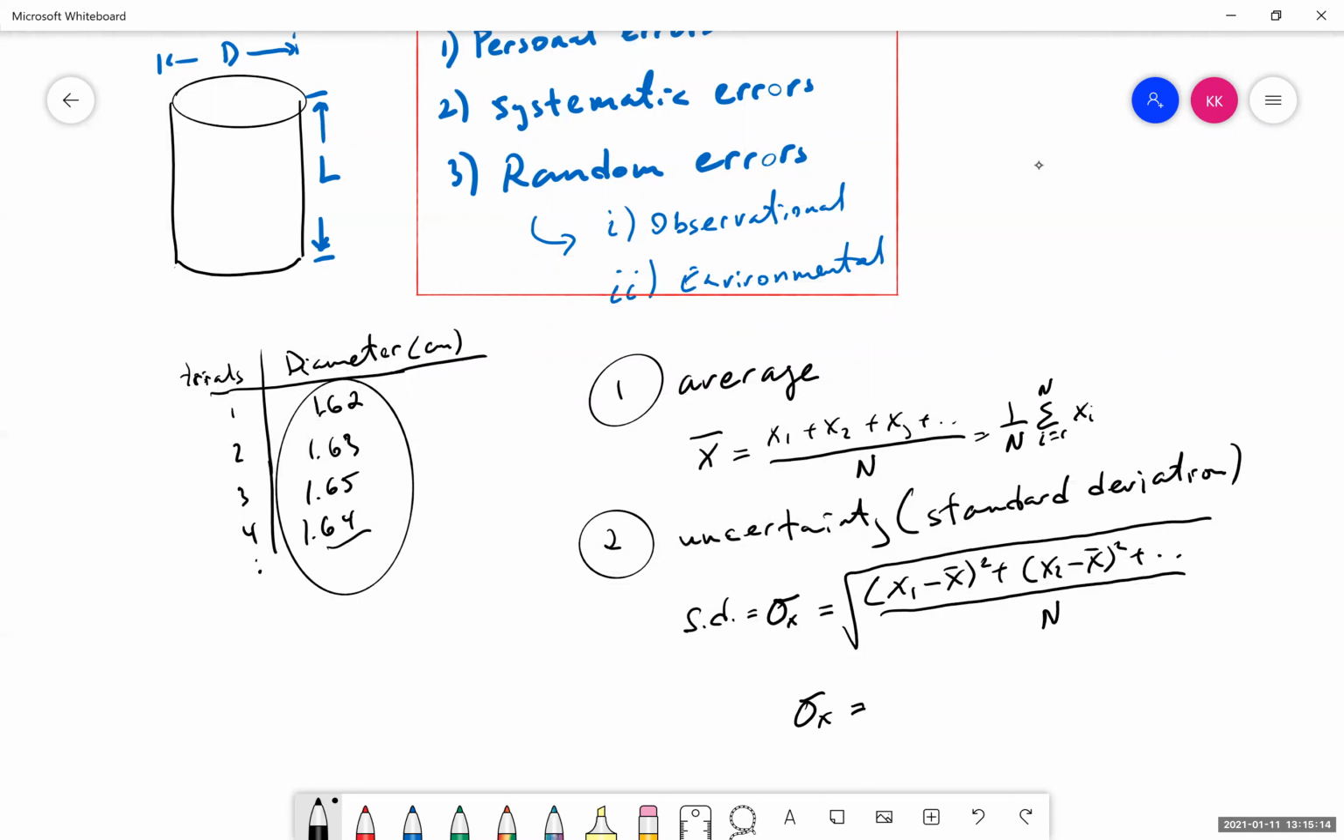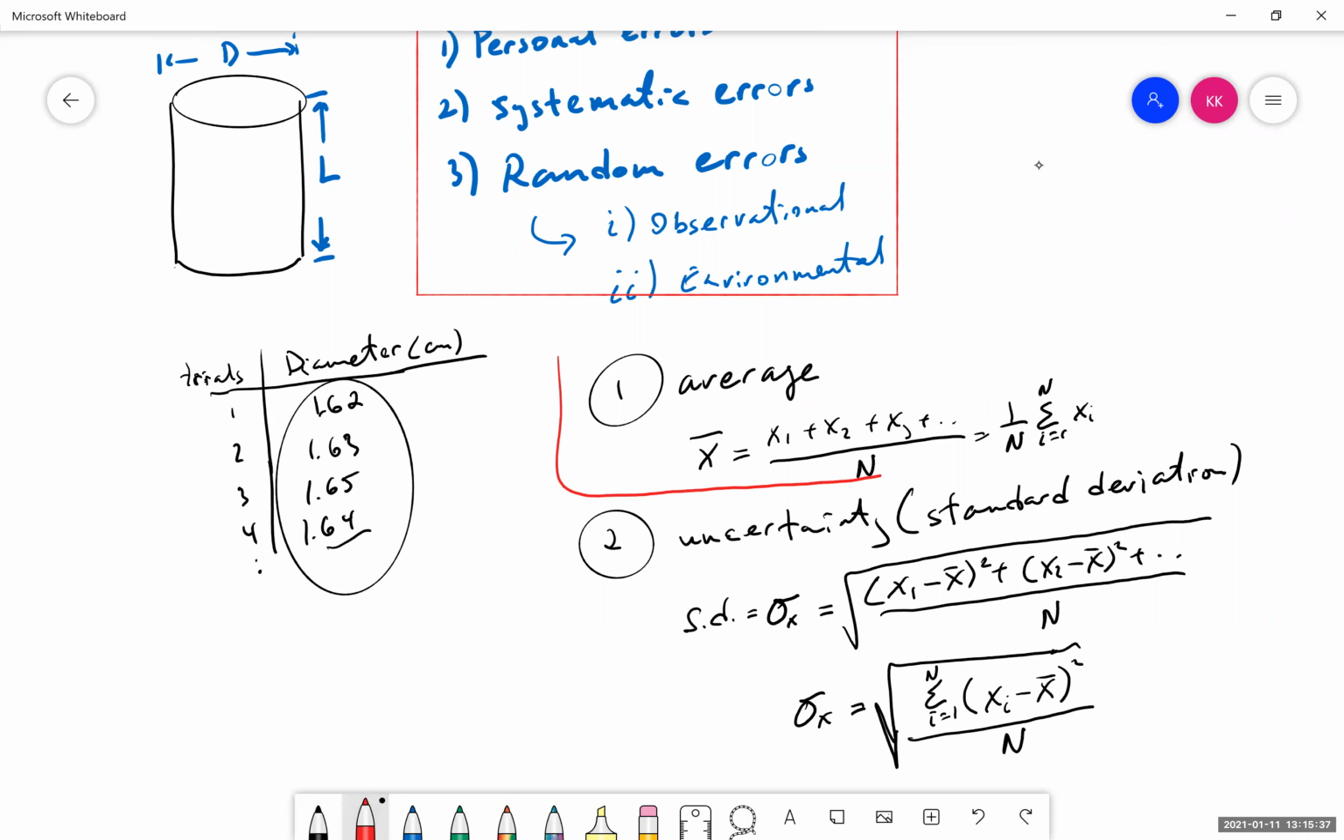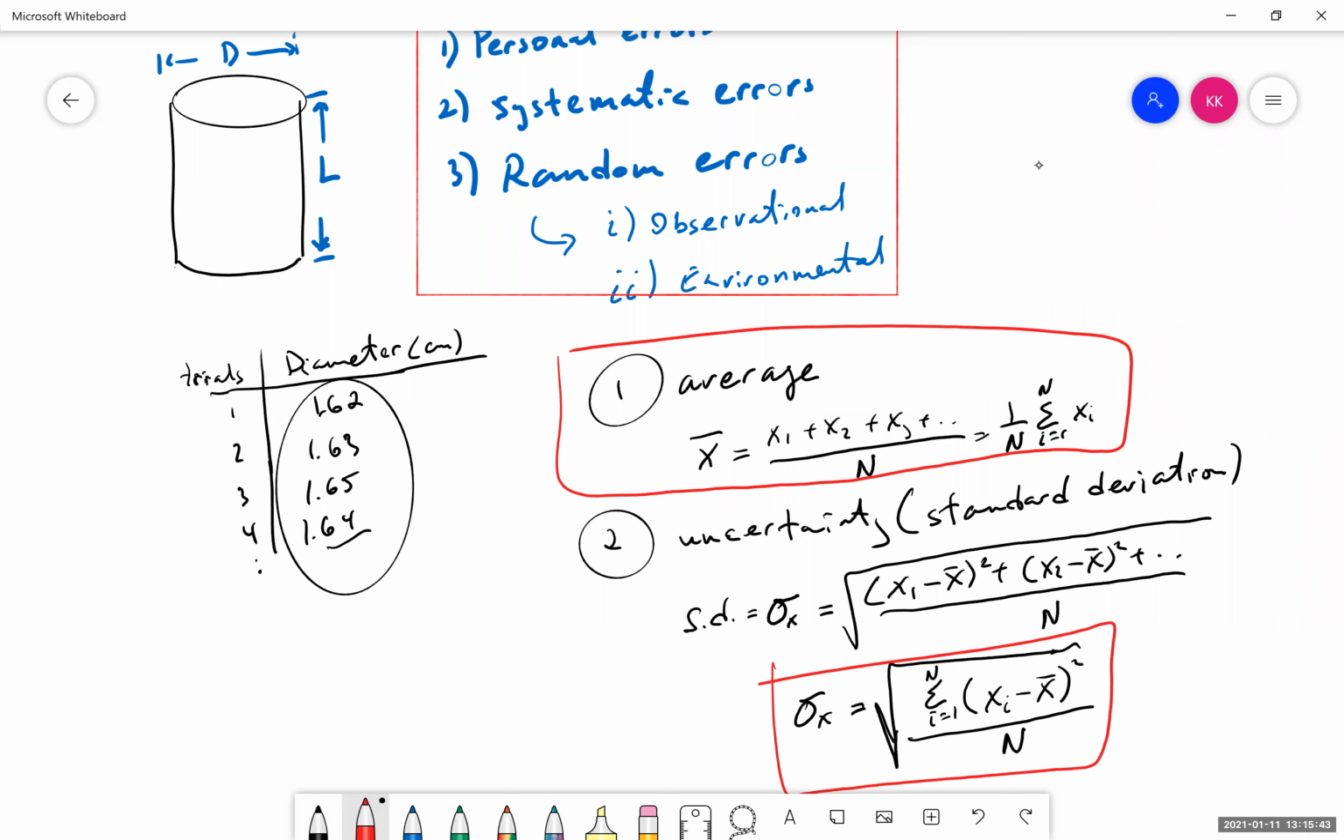So this will be the square root of the sum, with i equals 1 to n, of x sub i minus x average, squared, right? Then divided by n, and all of that inside your square root. All right, so this is your equation 2. So that's for the average, and that's for the uncertainty or standard deviation.